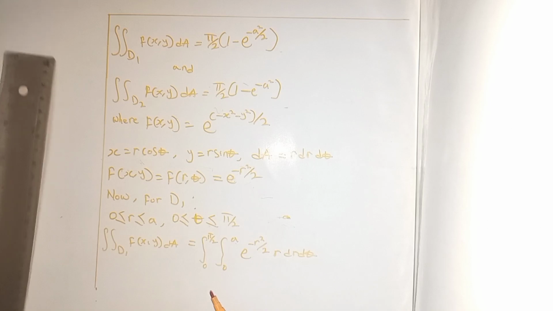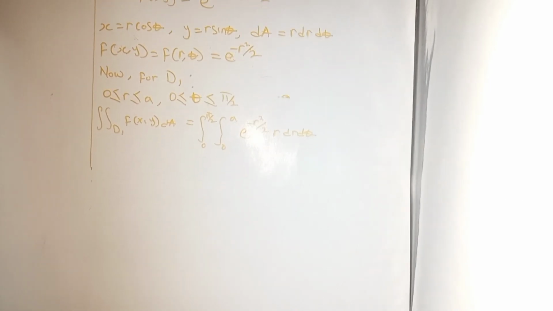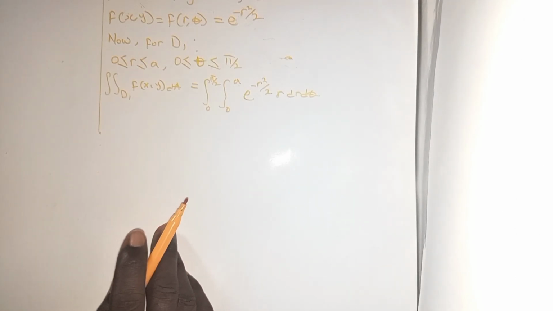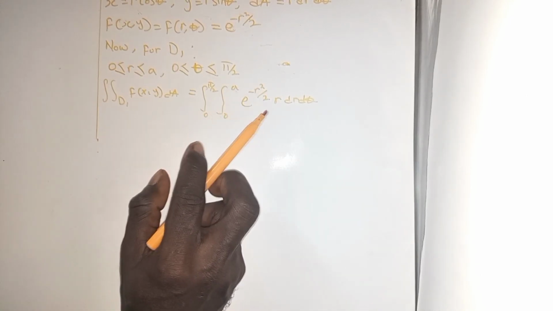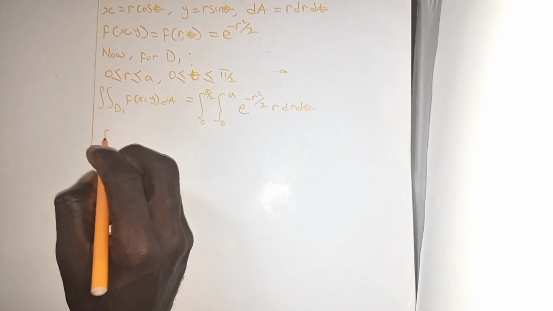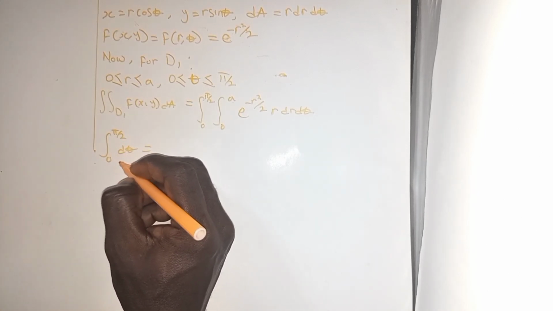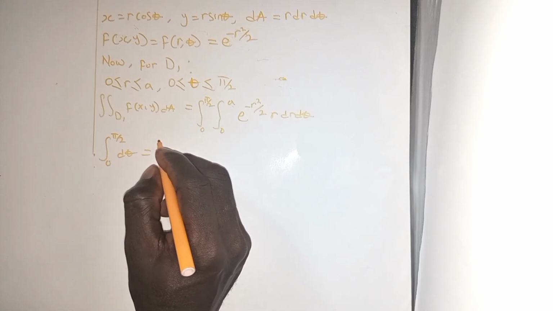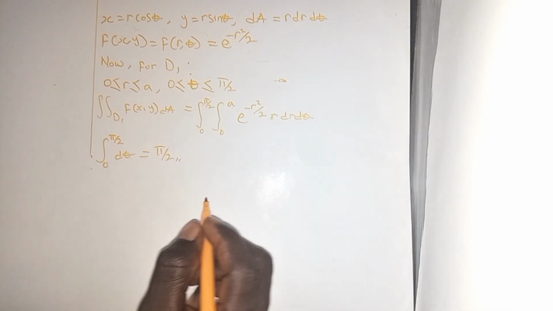So let's continue solving. Let me adjust this for better view. All we need to do is take this one by one and integrate it. So let's take the simplest part, which is the integral from 0 to pi over 2 of d theta, and this is just 1. So this will give us theta. Then we insert our limits. So we have pi over 2 minus 0, which is pi over 2. This gives us pi over 2 here.